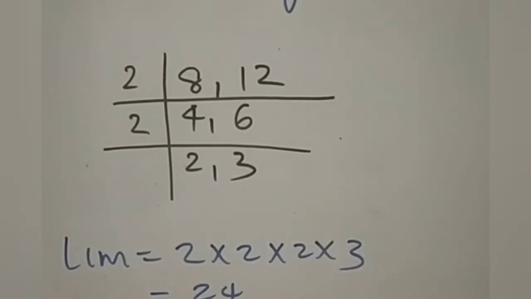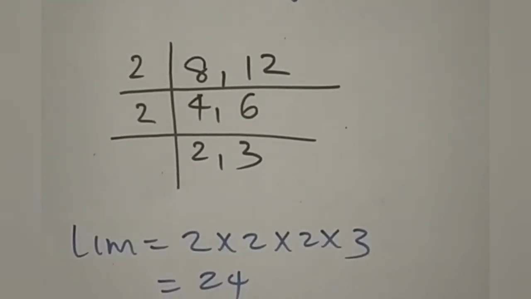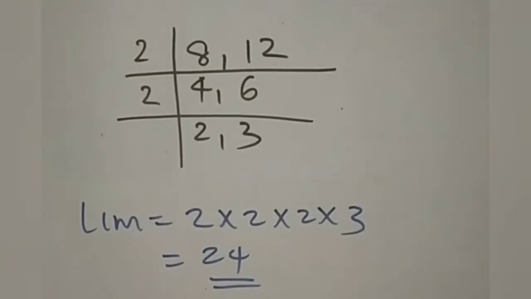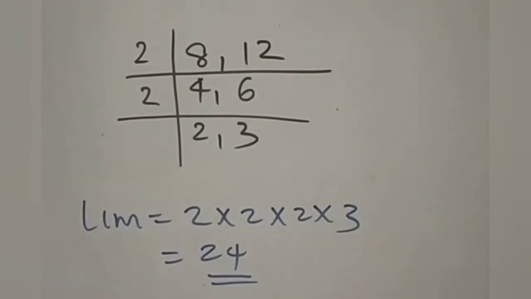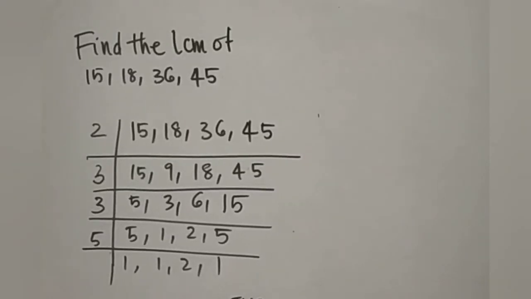Then the product of the divisors and the remaining number we got will be the LCM of 8 and 12. That is, LCM of 8 and 12 will be 2 into 2 into 2 into 3. That is 24. Let's do one more example.